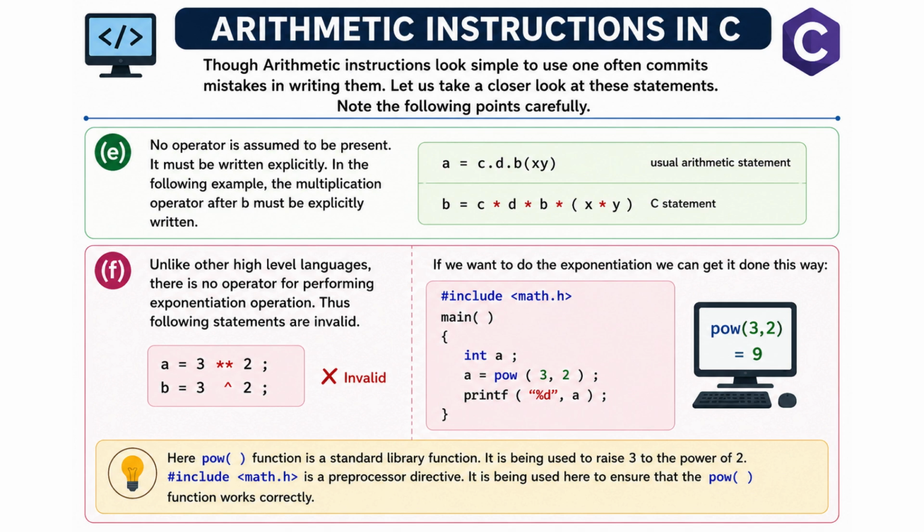We use a star instead of a dot. Like other high-level languages, C also does not have an operator for exponential power. Therefore, as you see below, star and power are invalid operators. But if you want to calculate exponential power, you need to use the pow function. The pow function is a math.h library function that you can use for power calculation as you do here.